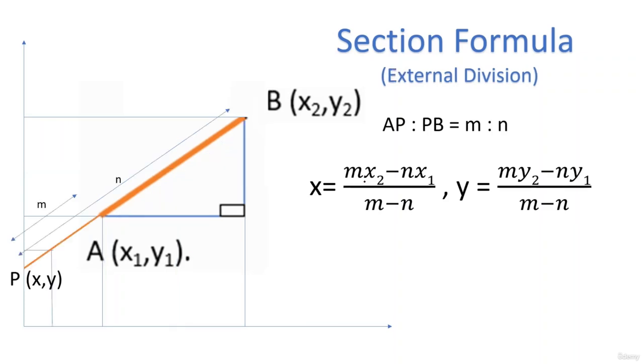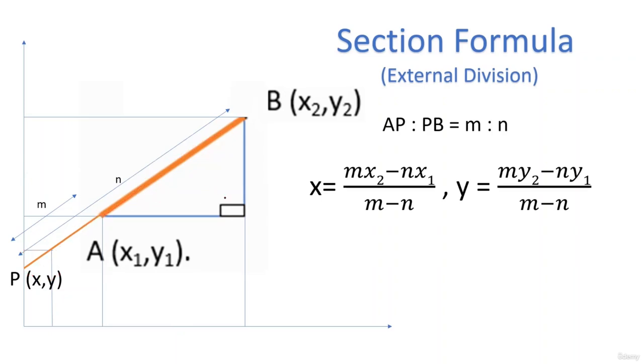Now what if this point lies outside the line segment? We call it the section formula for external division. What we saw previously was the section formula for internal division. But right now this point P divides the line segment externally in the ratio m is to n. If you observe carefully, the gap from P to this point will be m units, and the distance from P to this other point will be n units.